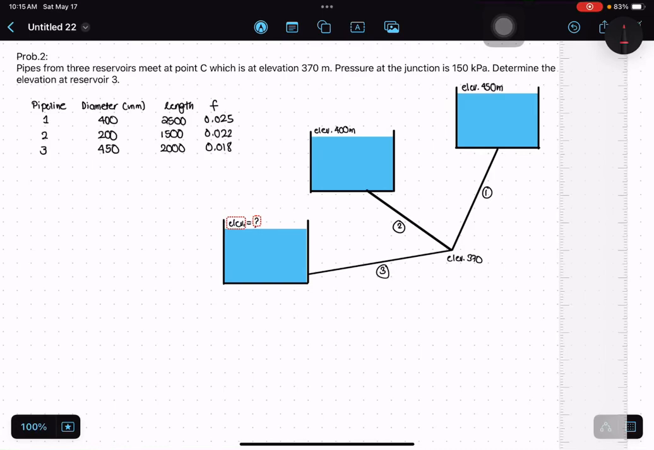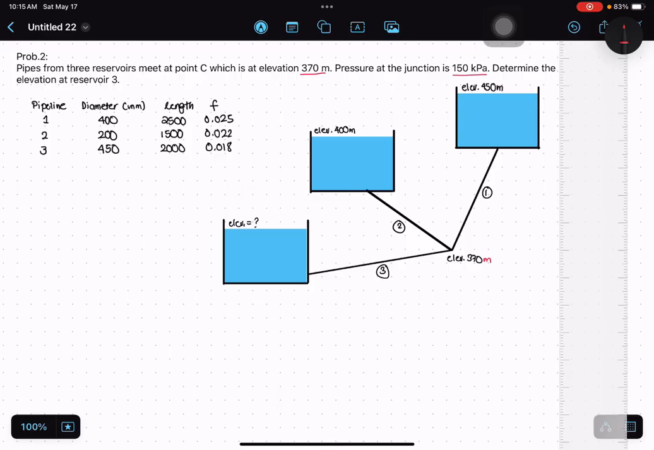Okay, so here is problem number 2. Meron daw tayong pipes from 3 reservoirs that meet at point C, which is at elevation 370 meters. Pressure at the junction is also given, so this is case 1. So pressure is 150 kilopascal. Determine the elevation at reservoir 3. Yun ang ating hinahanap, the elevation at reservoir 3.